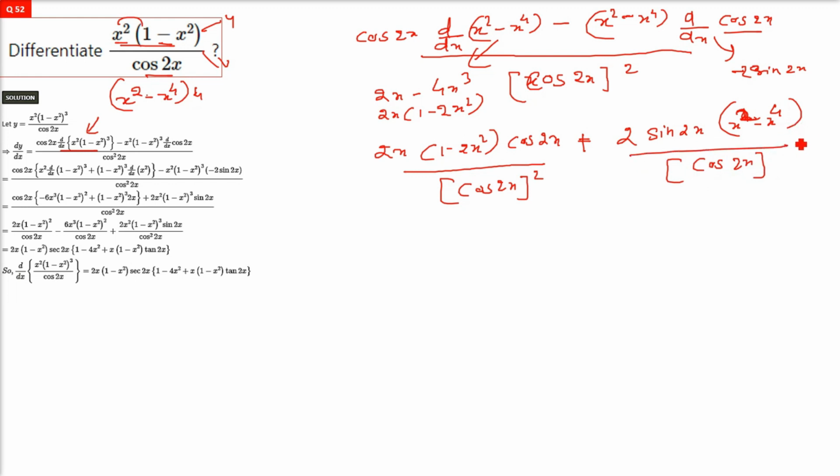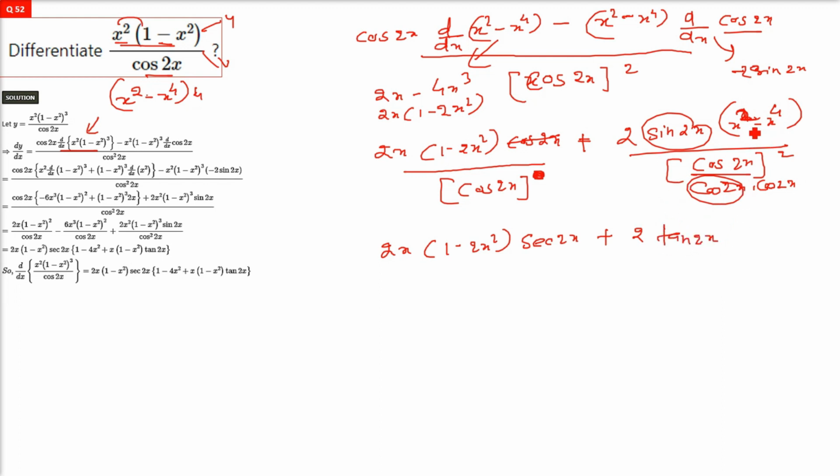This cos 2x, one gets cancelled in the first term. So you can write it as 2x into 1 minus 2x square. Cos 2x you can bring up in the numerator. It will be sec 2x. So this is twice. And now sin 2x and one cos 2x can be combined, because cos 2x whole square is cos 2x into cos 2x. So one sin 2x with cos 2x will be called tan 2x. And this is going to be x square minus x to the power 4.